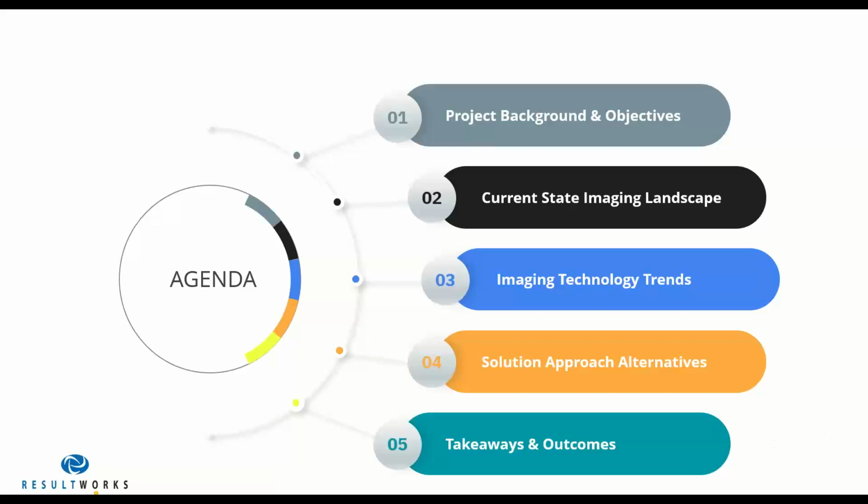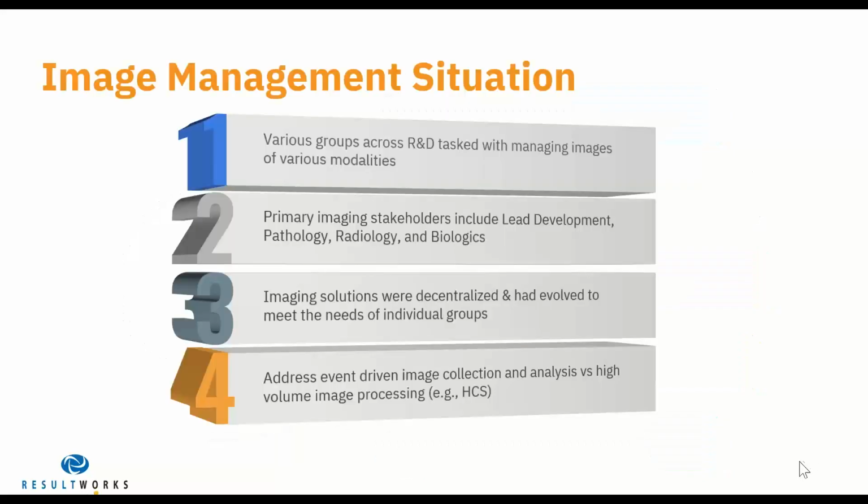So we'll go through some of that project background and objectives. We'll talk through some of the current state landscape that we saw. We'll talk about some imaging technology trends that we investigated in the course of putting together the strategy. We'll talk about some of the solution alternatives that we looked at. And then finally, we'll address some takeaways and outcomes before addressing any questions that may come up in the context of the presentation.